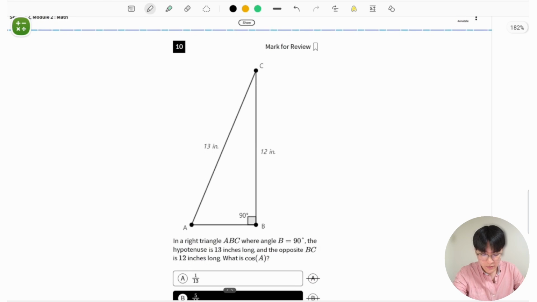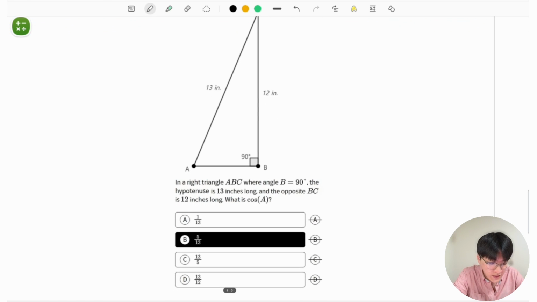All right, question number 10. In a right triangle ABC where angle B is 90 degrees, the hypotenuse is 13 inches long, and the opposite BC is 12 inches long. What is cosine A? So cosine A is this value over here.